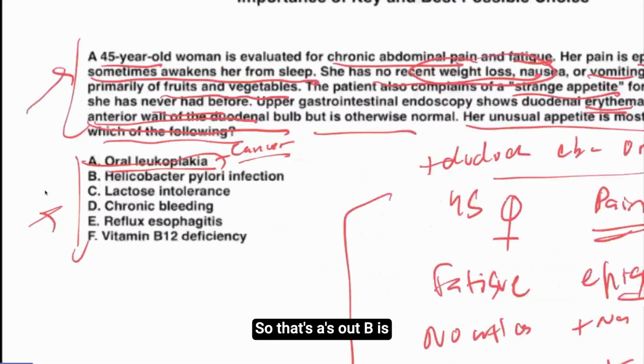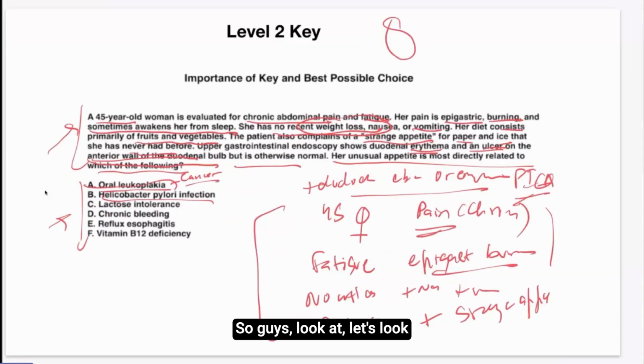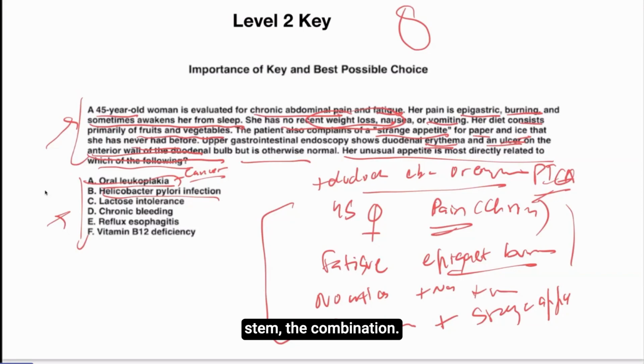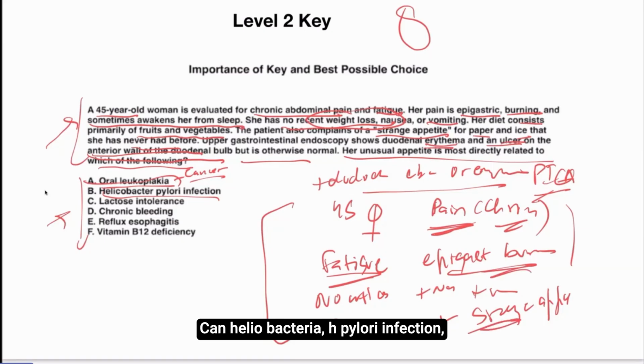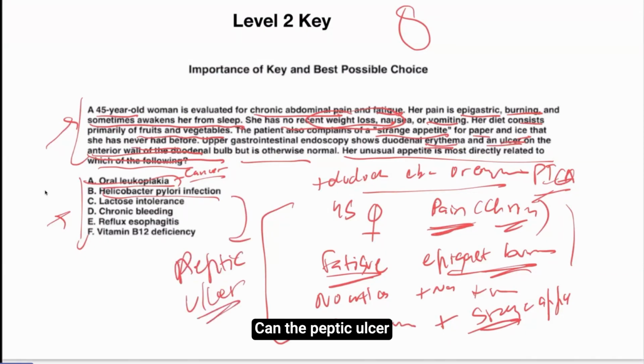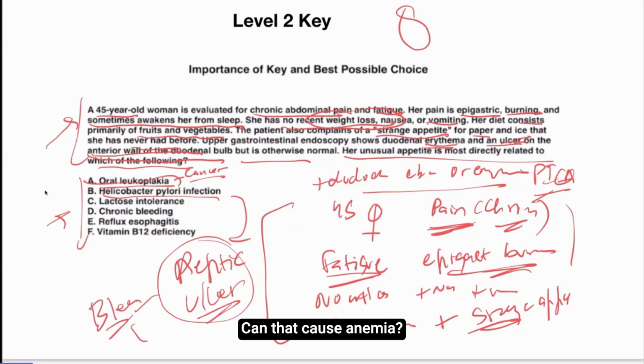So that's A. B is Helicobacter pylori infection. Guys, let's look at the whole question stem, the combination. A 45-year-old woman has chronic, epigastric, burning pain, and it's causing a strange appetite. Can H. pylori infection cause a peptic ulcer? Can the peptic ulcer cause bleeding? Can that cause anemia? Can the anemia cause pica? So B could be the answer, H. pylori infection. C is lactose intolerance.